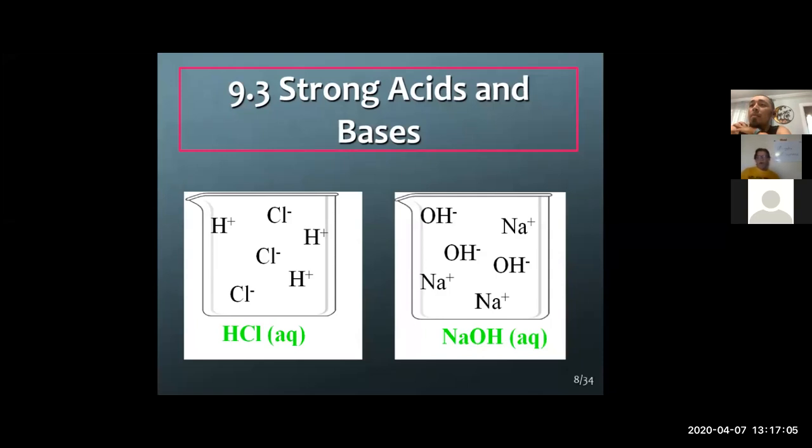Okay, so on the right-hand side, you'll see that beaker, which is a strong base, sodium hydroxide, and when they go in solution, they totally dissociate. All the ions are separated. I've got 3 hydroxides and 3 sodiums. On the left side, I've got 3 protons and 3 chlorides. So that's an example of a diagram that represents a strong acid and a strong base.